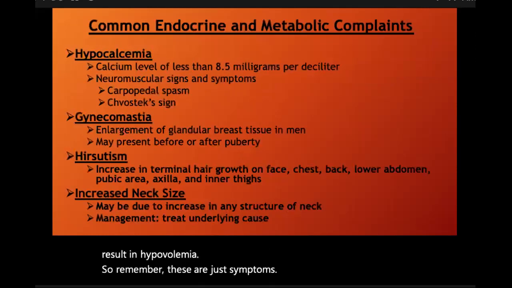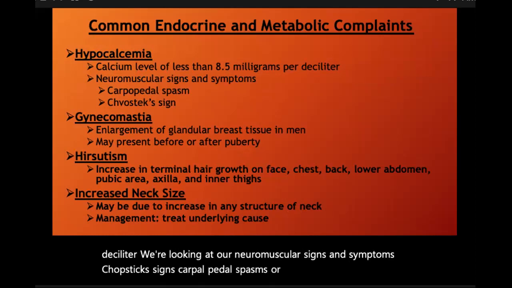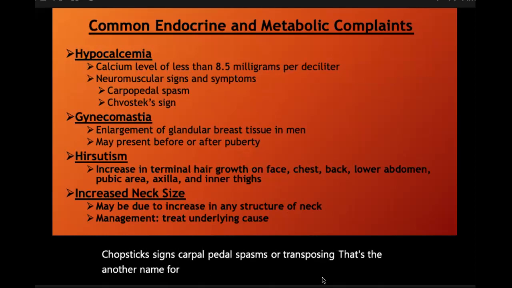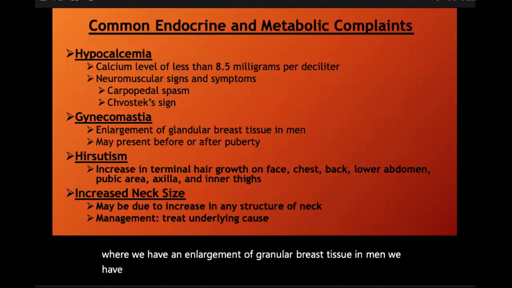So here is a summary of each one of those. Again, hypocalcemia, less than 8.5 per deciliter. We're looking at our neuromuscular signs and symptoms, Chvostek sign, carpopedal spasms, or Trousseau sign. That's another name for Trousseau sign. We're looking at gynecomastia, where we have an enlargement of glandular breast tissue in men. We have hirsutism, where we're looking at the 3 different types of hirsutism. And then we have increased neck size.